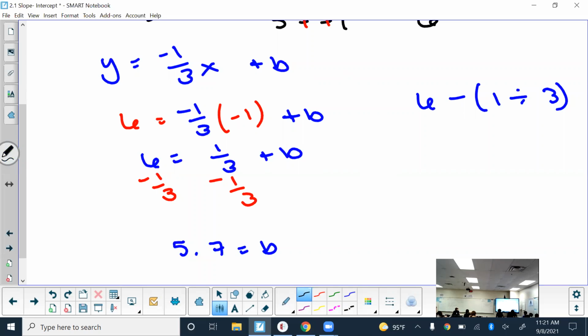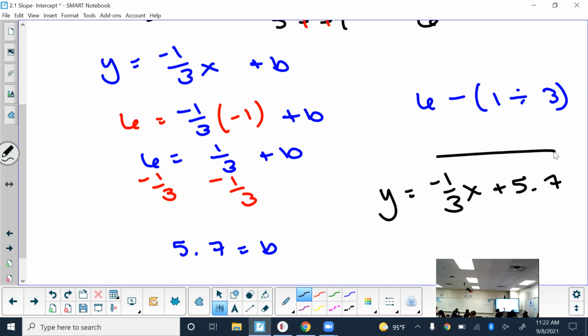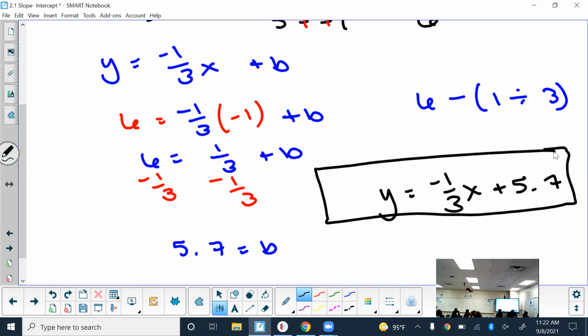All right, and then just throw it together, slope-intercept form. We said M is negative 1/3 and then X plus 5.7. Questions about this one? All right, yes, Kyle?